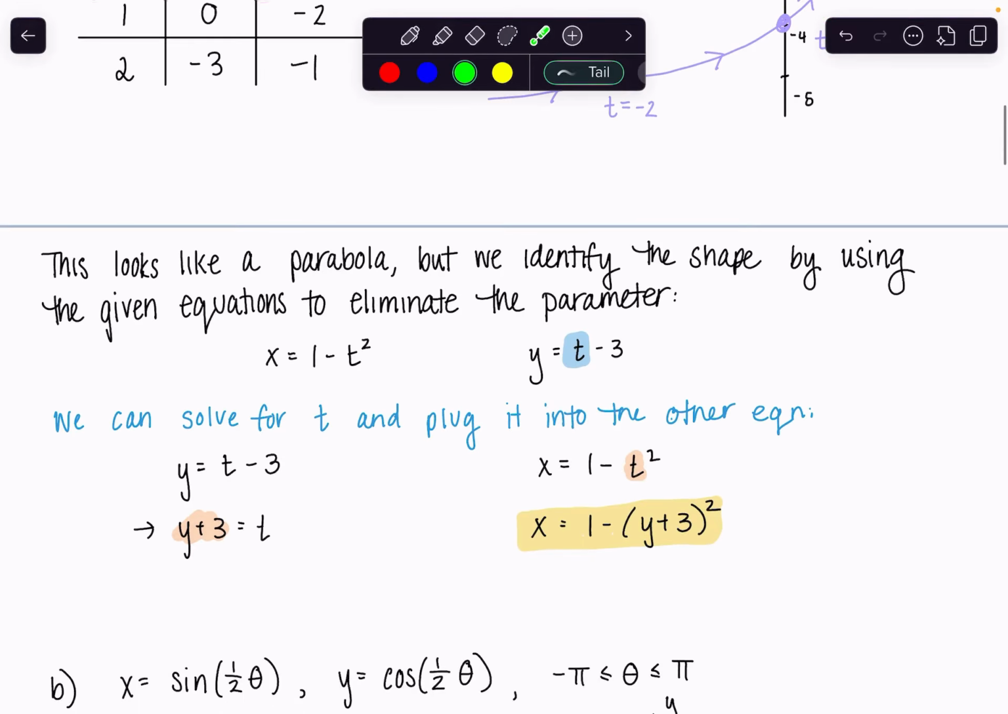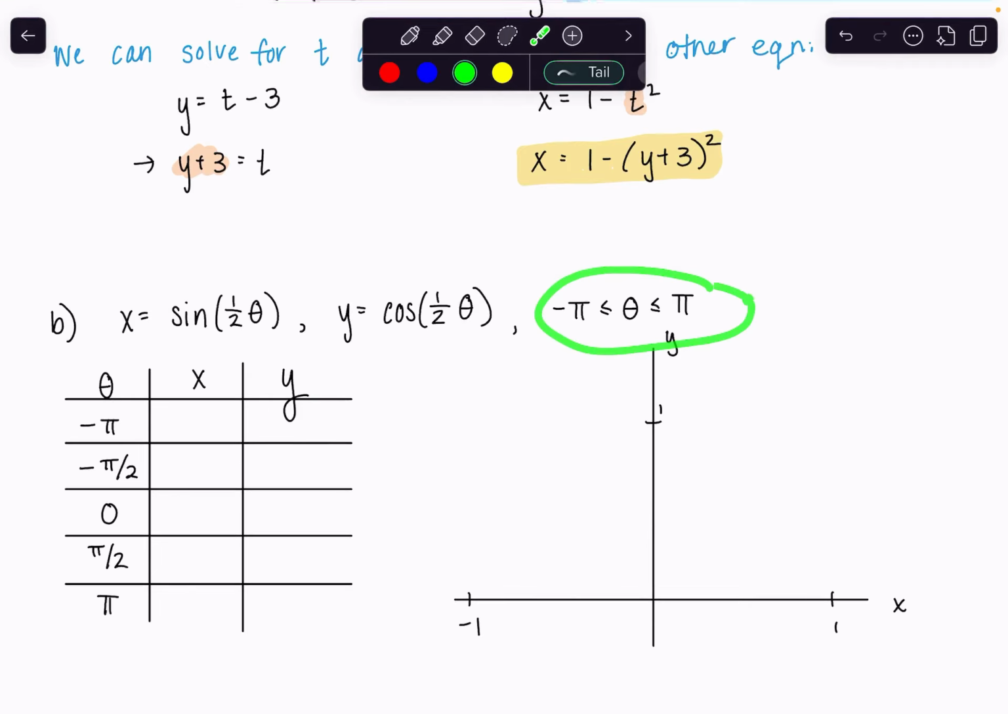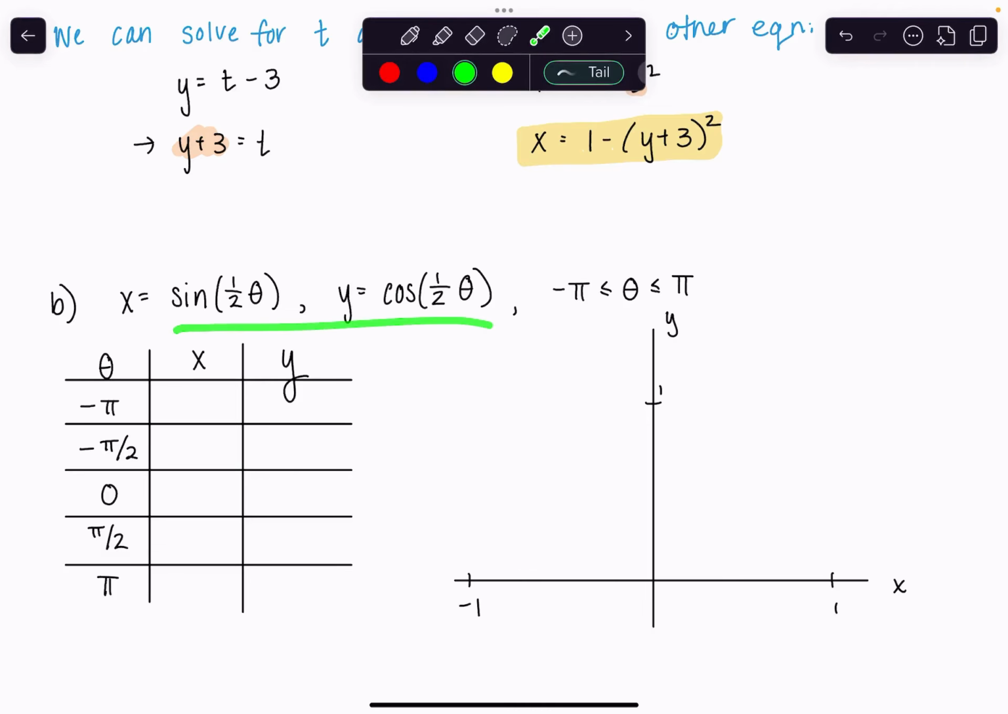Okay. Let's try a second example, and this one's going to involve our trig functions. But here we are going to have a restriction for our parameter. Our theta value is only going to be between negative pi and pi, so we don't go past that. Since we've got sines and cosines, it's likely going to be some kind of circle because the inside argument is the same. So I'm going to pick the values that are easy to evaluate this at. So we'll plug in all of those quadrantal angles between negative pi and pi.